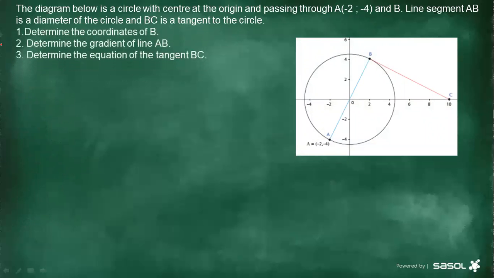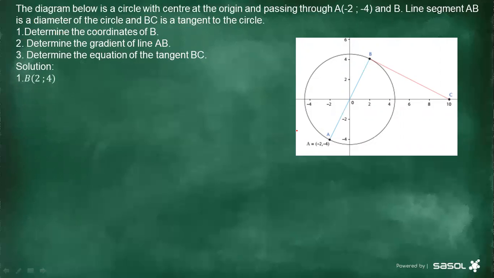All right. The diagram below is a circle with a center at the origin and passing through A, which is (-2, -4), and B. Line segment AB is the diameter of the circle, and BC is the tangent to the circle. Determine the coordinates of B. All right, let's first determine the coordinates of B.